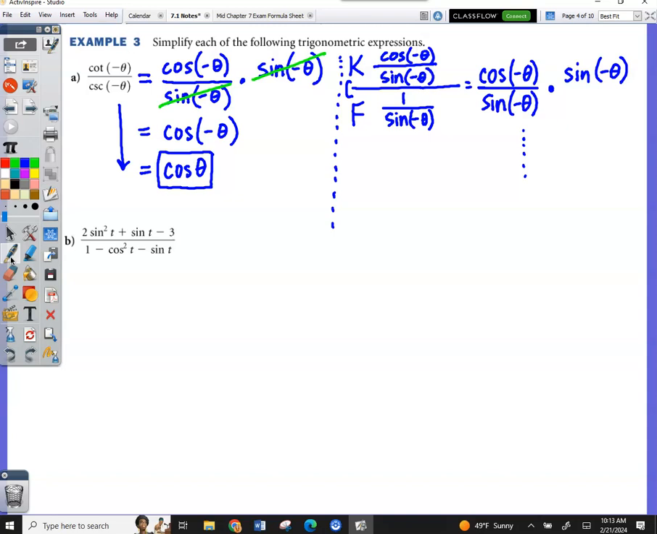All right, look at the next one. When you first look at it, it's, woo! It's not pretty. We got 2 sine squared t. That is an angle. They are naming the angle t. If you don't like that, change it to theta. We got 2 sine squared t plus sine t minus 3 over 1 minus cosine squared t minus sine t.